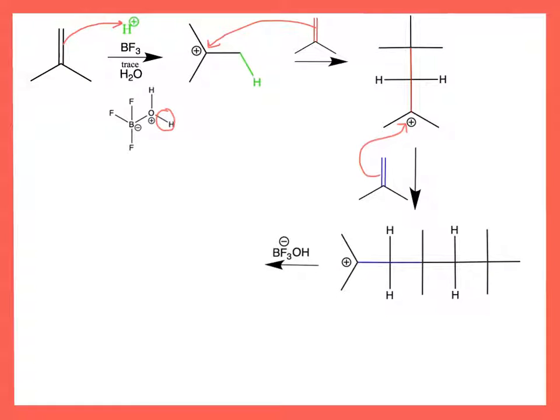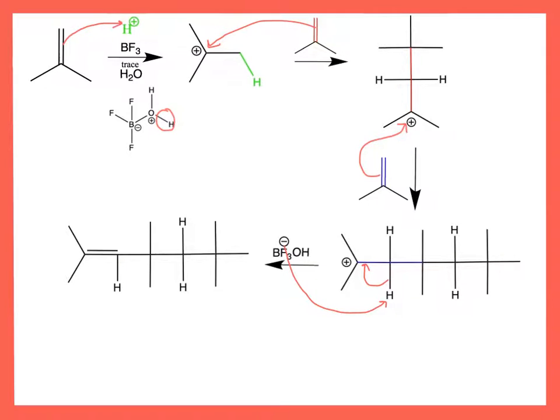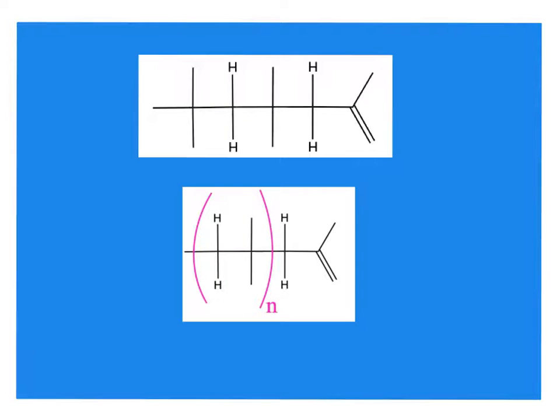A hydrogen can be taken from here to form a trisubstituted alkene that would look like this, or a hydrogen could be taken from here to form a disubstituted alkene that would look like this. To abbreviate the polymer formed, two lines are drawn to isolate one of the repeating units of the molecule, and an N is drawn to represent an unknown number of units that make up the polymer.